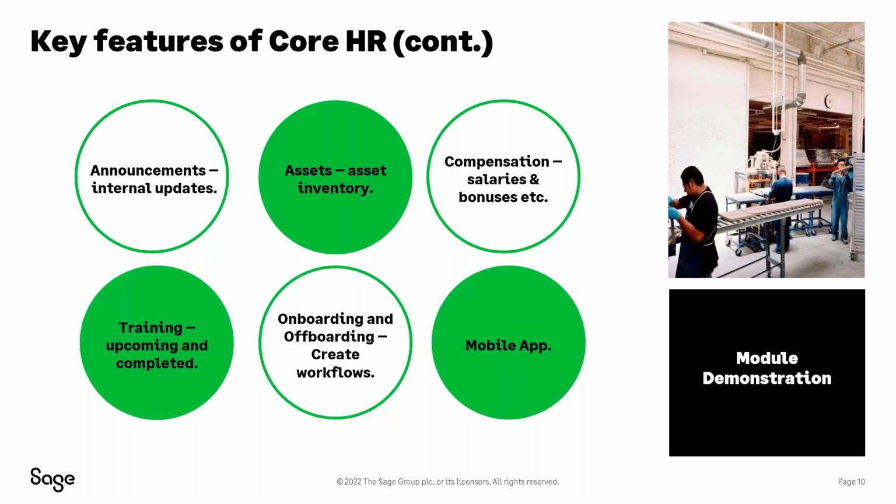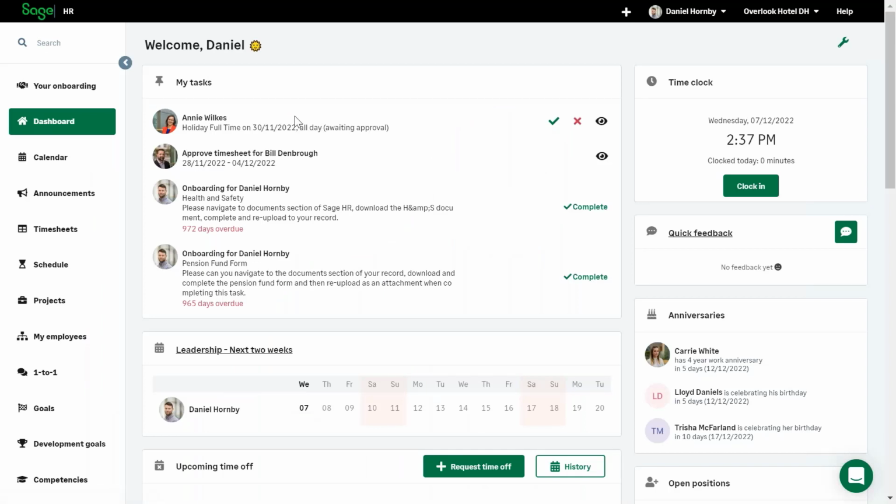So we're going to take a quick look and go through a short demonstration of those core features. And as I open up Sage HR on screen, the first thing that you can see is the dashboard. So we've got a number of widgets on here, and the main one that you'll find people will use will be the My Tasks widget, which allows them to see any outstanding tasks that need to be completed or done by a particular date.